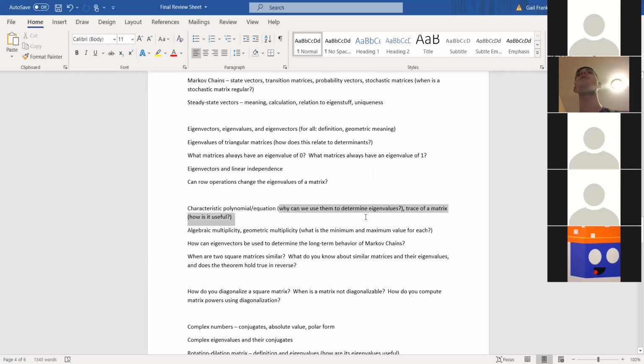So eigenvalues can be determined using the characteristic polynomial. That is just your A minus lambda I, and you take the determinant of that, and you use that to solve for your eigenvalues. Another way you can look at eigenvalues is the trace of a matrix, which is the sum of the entries on the main diagonal. And that sum is equal to the sum of all the eigenvalues. It's mainly useful when you have a 2x2 matrix and you know one of the eigenvalues, and you can find the other by subtracting that one from the trace.